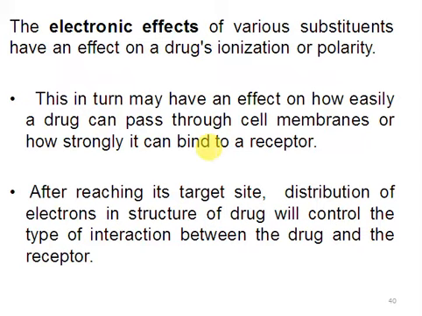Now the drug is inside the system, it has been absorbed and has passed through the cell membrane, and now it is in front of the target. So it has bound with the target. What type of interaction this drug will have with the receptor will depend on these electronic effects. So these are the electronic effects which affect the biological action.